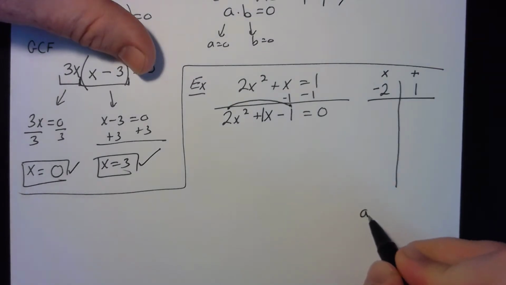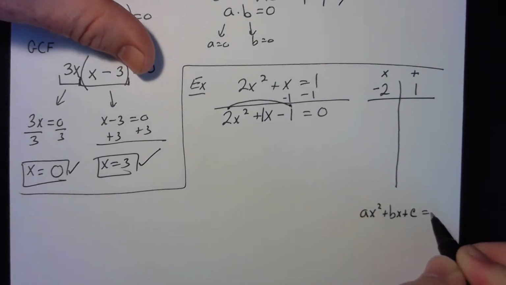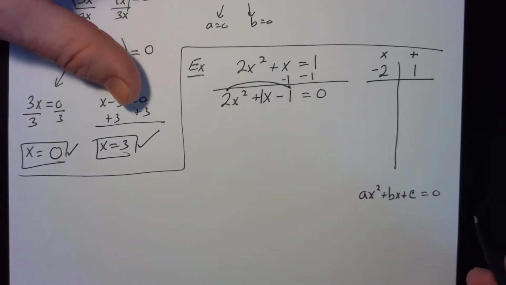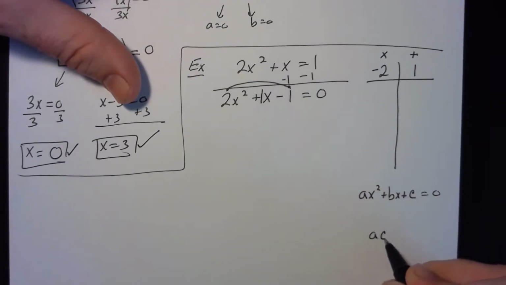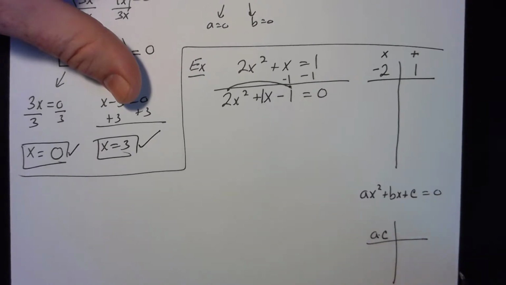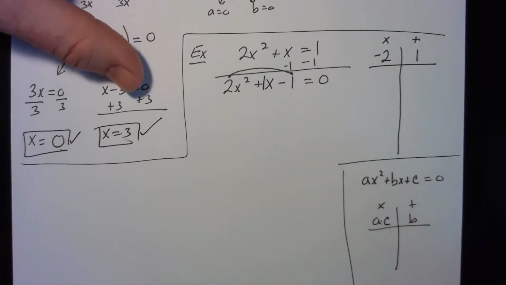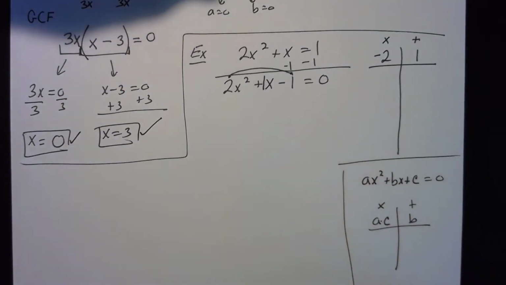Let me rewrite this down. ax squared plus bx plus c equals 0. That's your first step. You're going to have a times c over here. We want to multiply to get that, and you want to add to get your b value. This is the setup for factoring using what, again, I like to call rainbow.